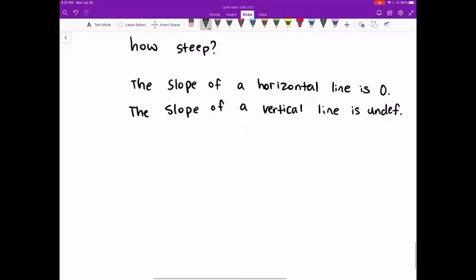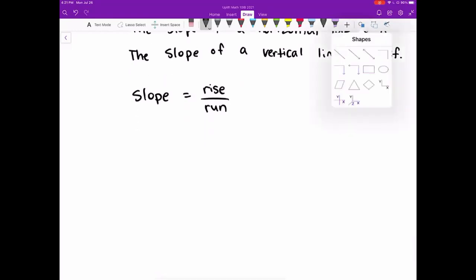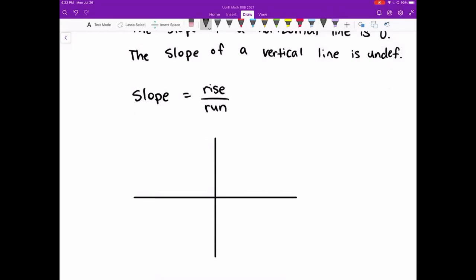So slope is defined as rise over run. You could think of it as: for every movement in the x direction, it goes up vertically by the slope. So we can have a line with a slope of 1, where every time you move in the x-axis, you move the same amount in the y-axis.